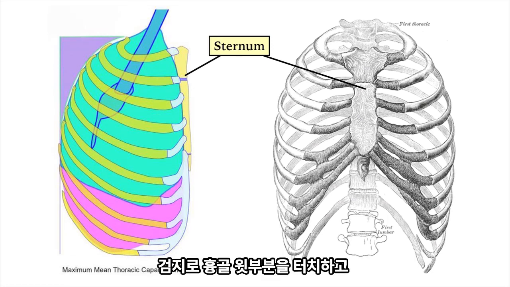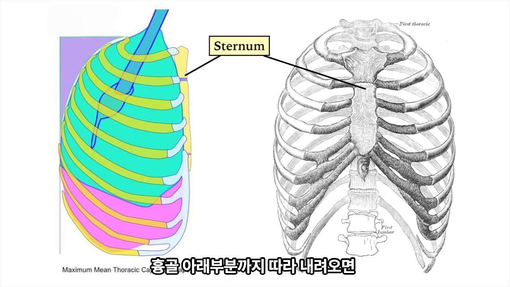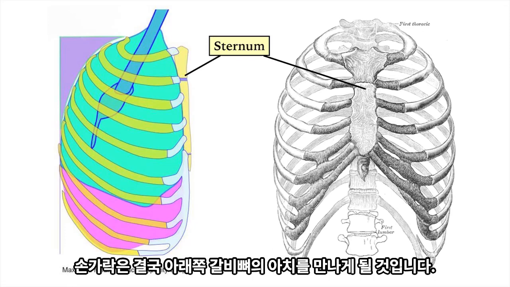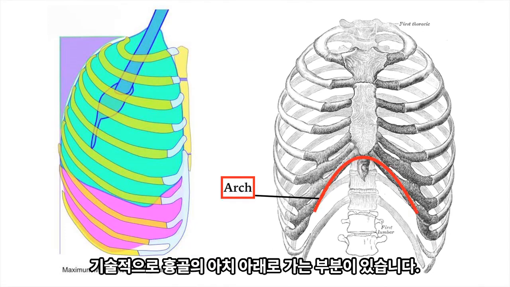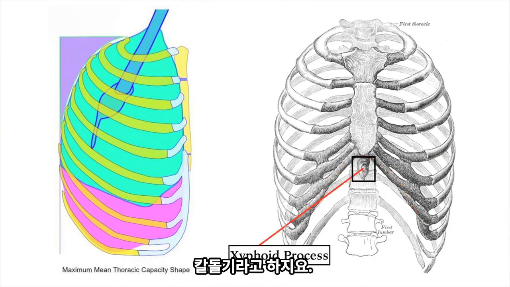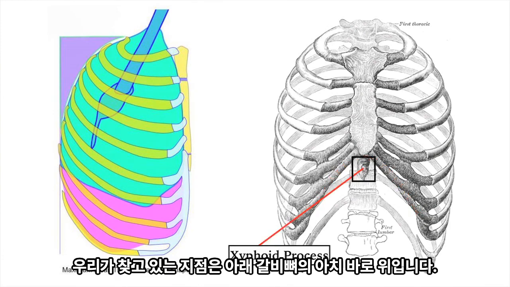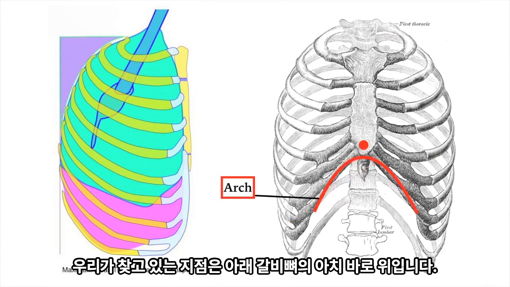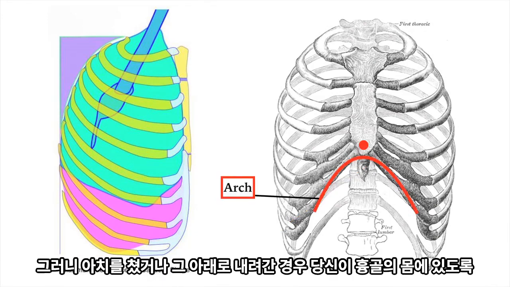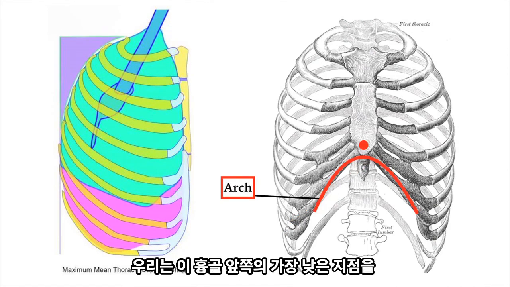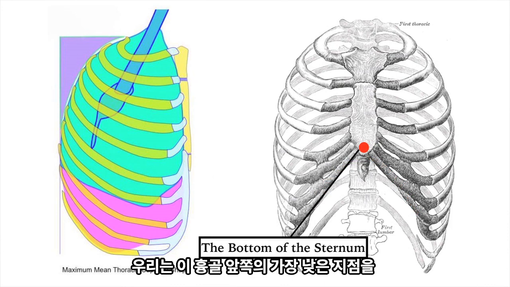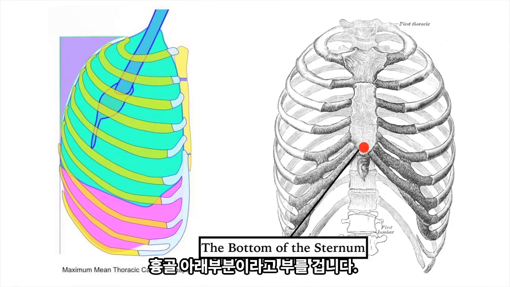If you touch the top of your sternum with your index finger and follow the sternum down, your finger will eventually hit the arch of your lower ribs. While there is technically a part of your sternum that goes below the arch, which is called the xiphoid process, the point we are looking for is just above the arch of your lower ribs. So if you have hit the arch or gone below it, move back up a little so that you're on the body of the sternum. We will call the lowest point on the front of the sternum the bottom of the sternum.